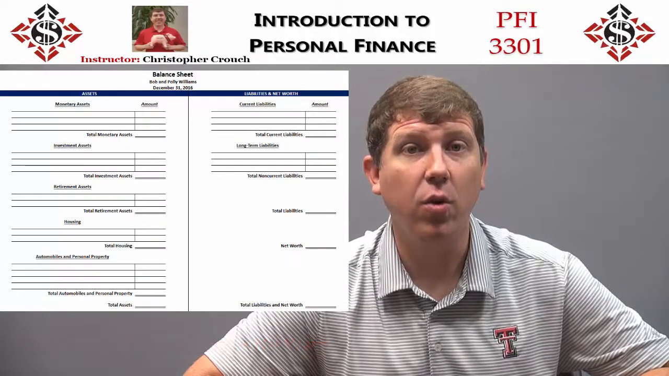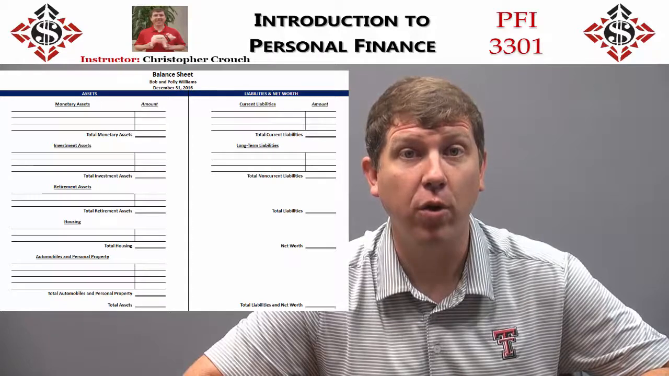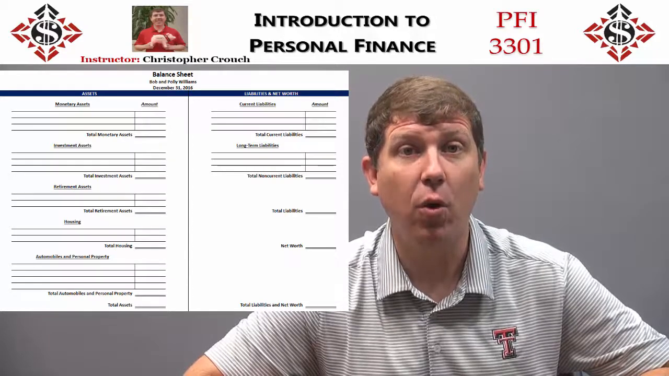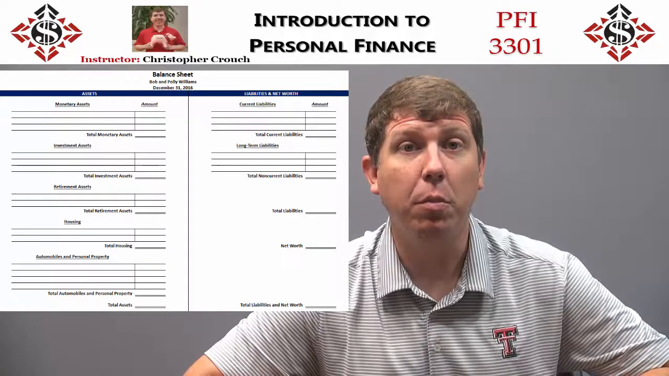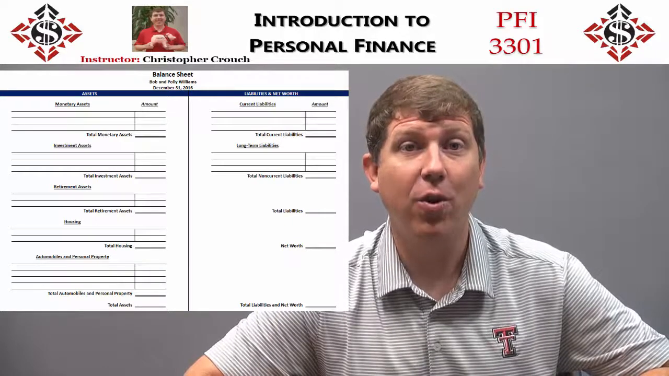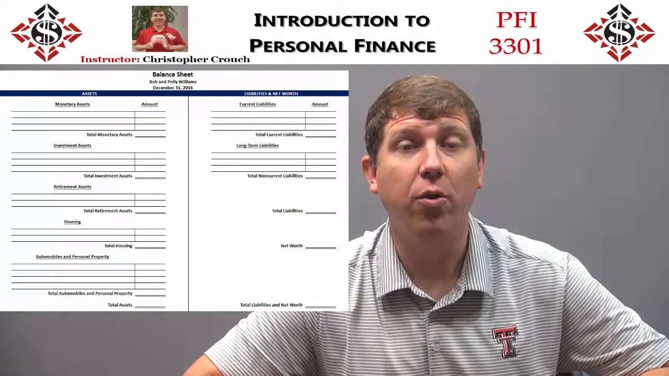Assets are things you own, like monetary accounts that hold your money, investment assets that you hold long term in order to generate revenue, retirement assets that you hold in order to save for your retirement, housing, and automobiles and personal property. The last category is filled with things you own for you that are not held to generate revenue.